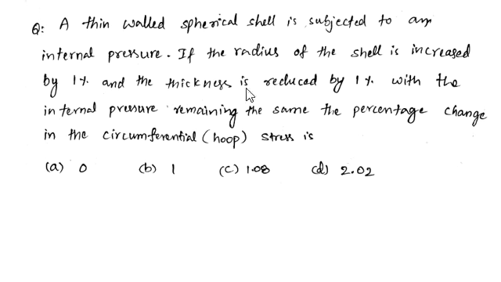And if we see the next question, a thin walled spherical shell is subjected to an internal pressure. If the radius of the shell is increased by 1%, the thickness is reduced by 1%, with the internal pressure remaining the same. The percentage change in circumferential or hoop stress is, and some options are given. Option A 0, option B 1, option C 1.08, option D 2.02. So here a thin walled spherical shell is given, for which radius is increased by 1% and thickness is reduced by 1%. So in that case, we have to find out the change in circumferential or hoop stress.